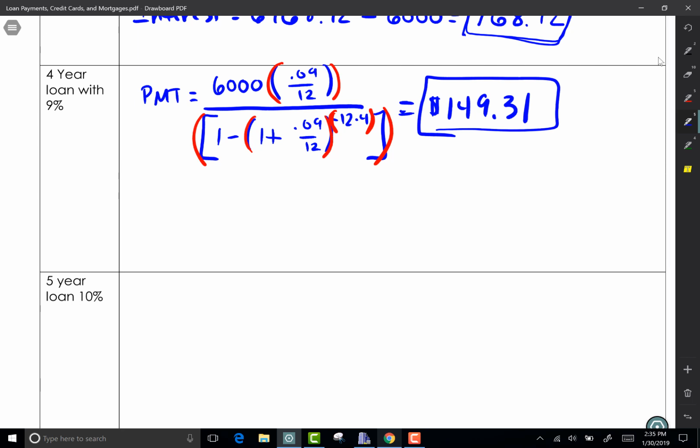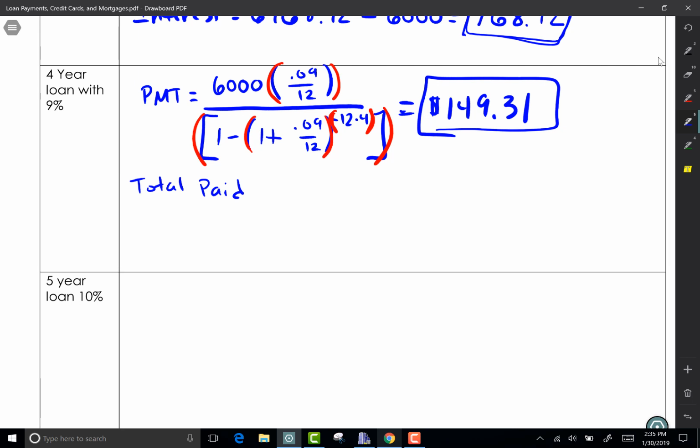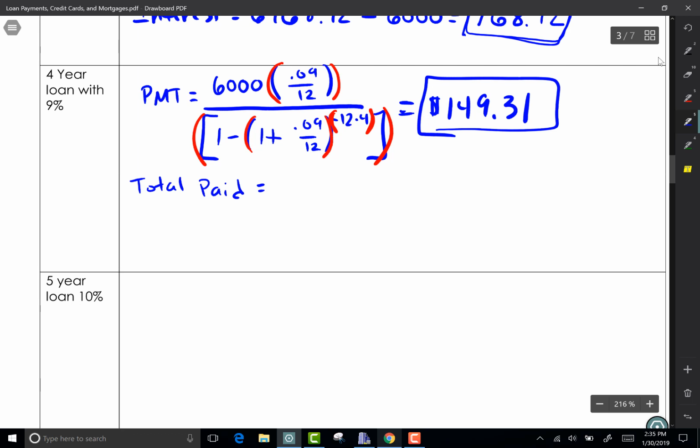Now let's calculate the interest. So I need to find the total paid. Okay, so if I paid 12 payments for 4 years, 12 payments each year for 4 years, that means that's 48 payments. So 48 payments times 149.31, that gives me $7,166.88.